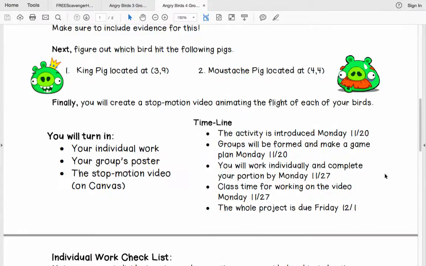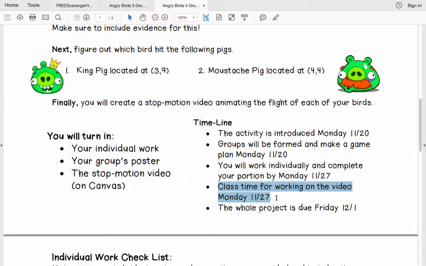So just for a brief timeline so that you see how this is going to go, this activity has now been introduced. The groups have been formed, and a game plan has been made. You need to work individually on your individual part, and you need to have it complete by Monday, November 27th. So you have 1 week to get your part done, and it needs to come to class completed. Then on Monday, November 27th, you're going to work on your group stuff together.